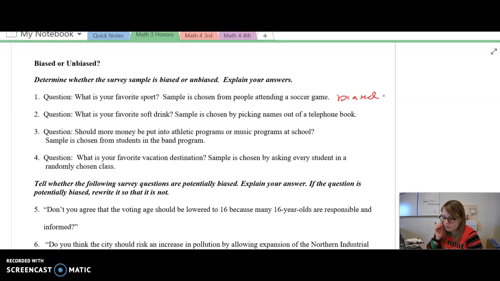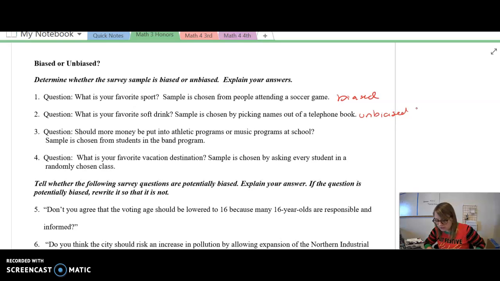Next question, what is your favorite soft drink? And this is sampled by choosing names out of a telephone book. This is unbiased. They're choosing random names. They have no information about their background, and they are totally random.